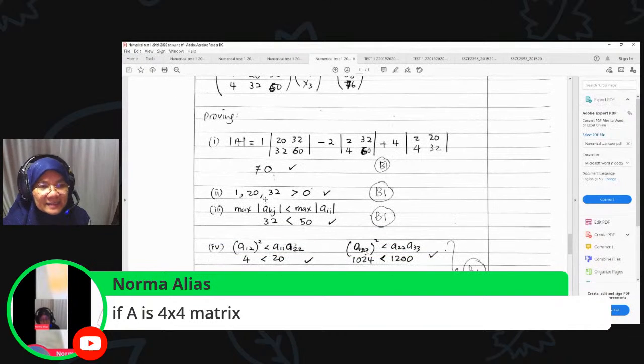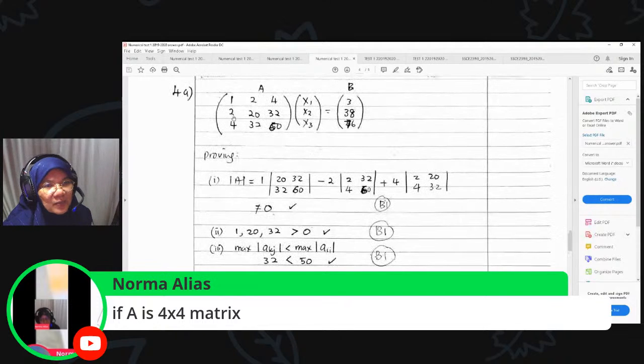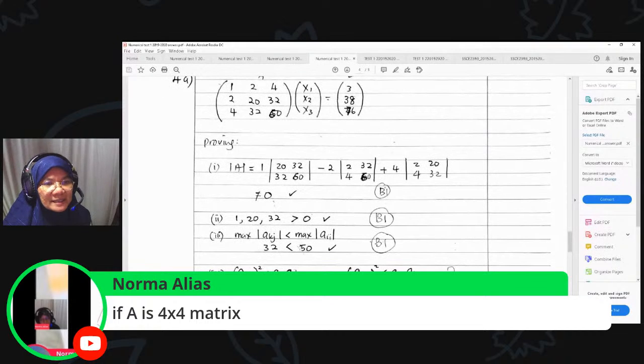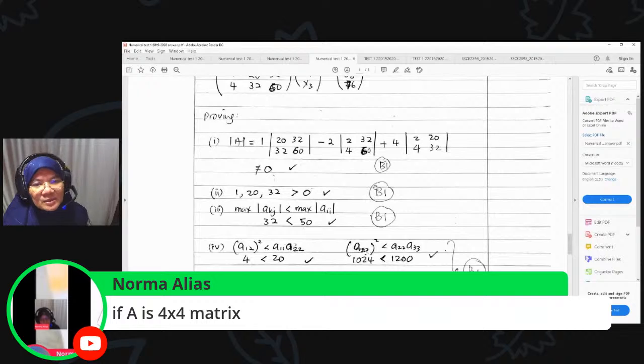The second is, go to page 48 just now. A_ii should be greater than 0. A_ii are 1, 20, and 60, always greater than 0. And then the maximum A_jk is always greater than the maximum A_ii. So for example, 32 is always less than A_ii. You choose one only, so you will get correct, correct, correct.